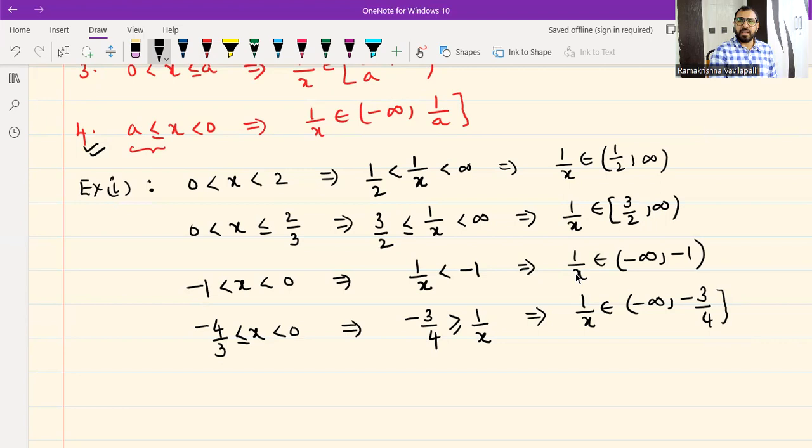So we can find the reciprocal of an inequality just by dividing by a positive quantity, that is, the product of the given numbers x and a. Now, what happens if x lies between two positive quantities a and b, or two negative quantities a and b? And if one is a negative quantity and the other one is positive, that I'll explain now.